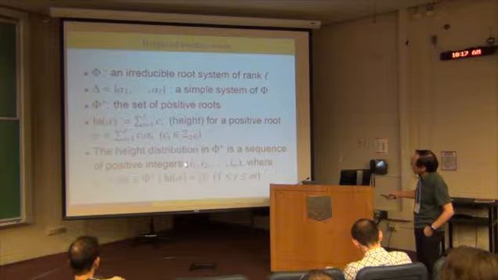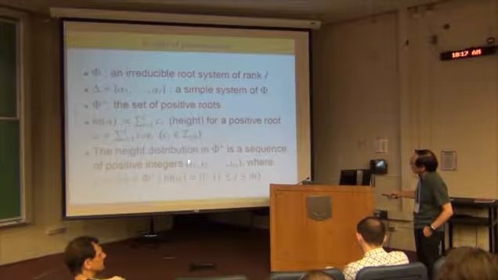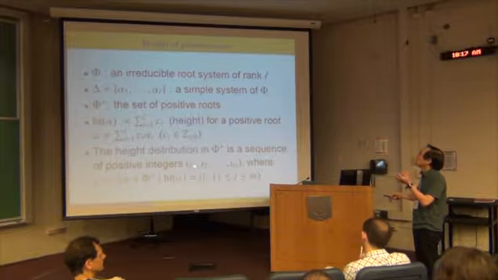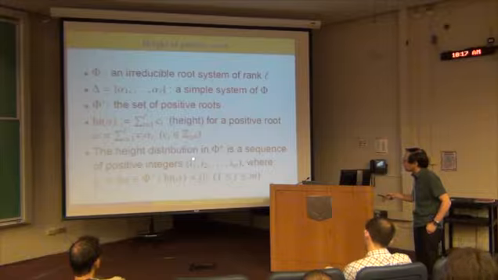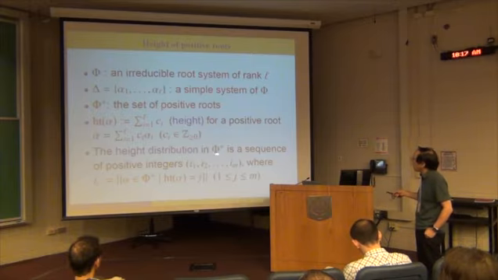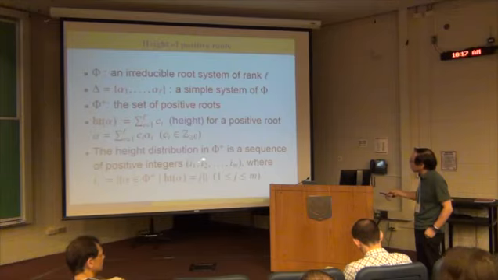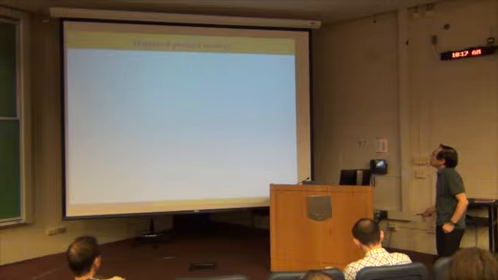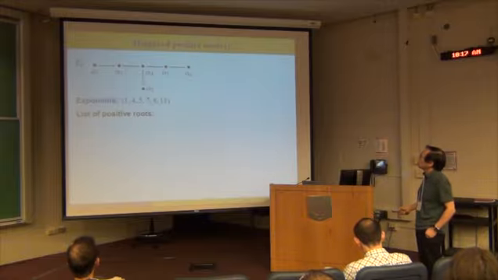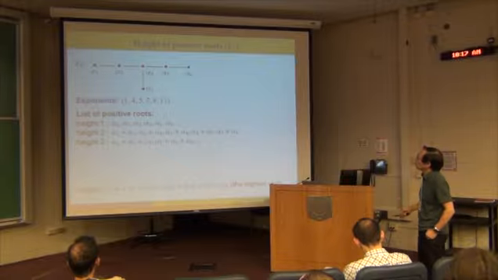For example, I1 is equal to the number of positive roots of height 1, which is equal to the number of simple roots. Right? So this is equal to L actually, the total dimension, in this case. I2 corresponds to height 2, and up to IM, where M is the maximum height. So I will give you a very simple example here. So probably this is enough.